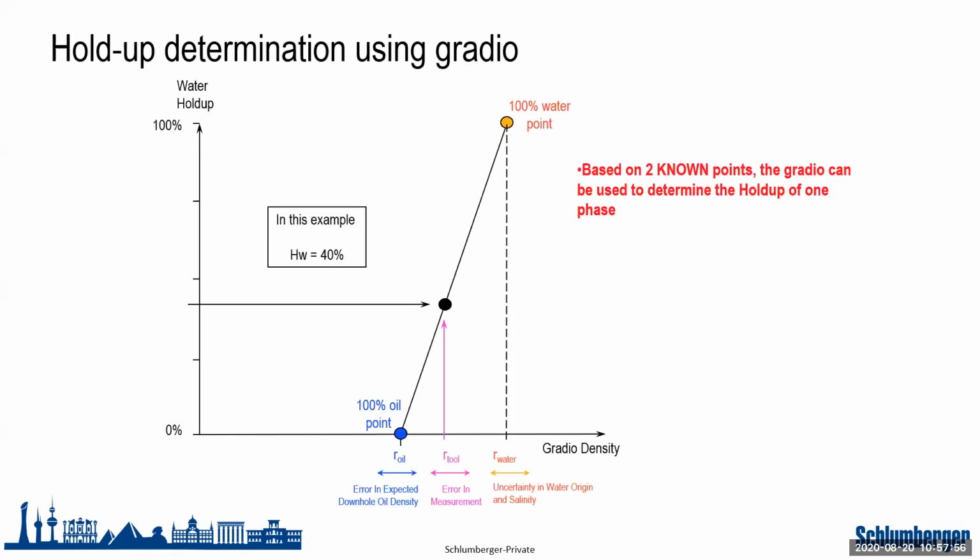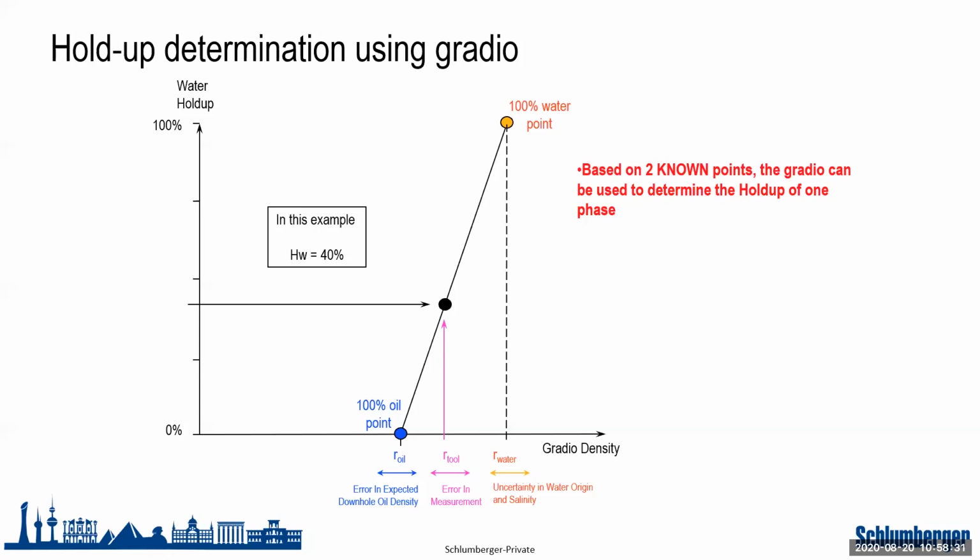So, for example, I have over here my Gradiomanometer density, and I have here water hold-up in the y-axis. I have here a point that corresponds to 100% oil, okay? At this point, I have 0 water hold-up because everything is oil. The density that I am using to plot this point is the downhole density of oil. Who provides this downhole density of oil? This comes with the PLT data that my customer provided, okay?